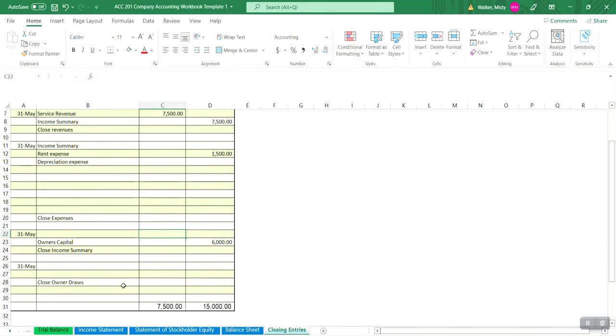And my last step would be to close the owner draws into equity. So we know that the draw account has a debit balance. We'll have to credit to close it, and that draws decrease equity. So equity at that point would take a debit to show the decrease, or to close that draw account, to decrease it, to reset that to zero as well.